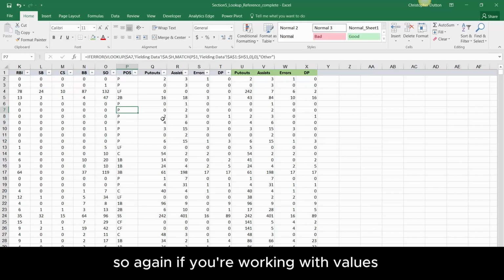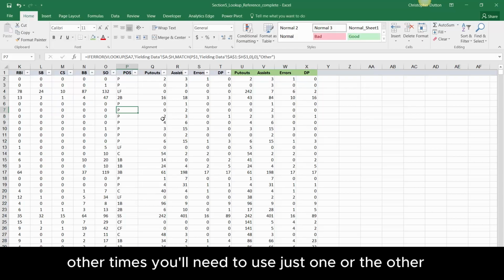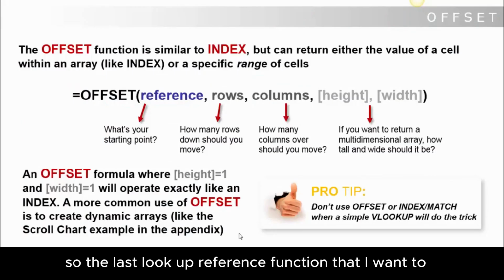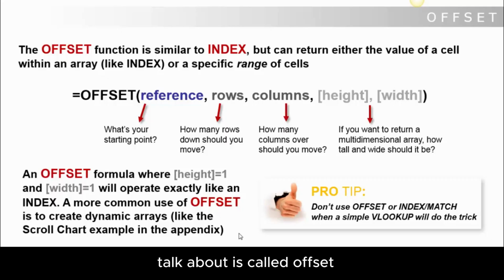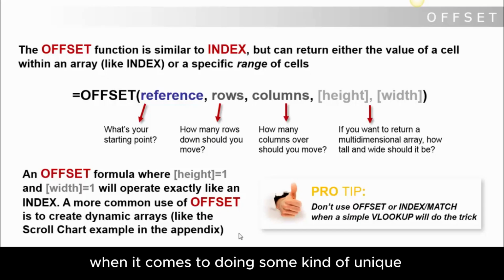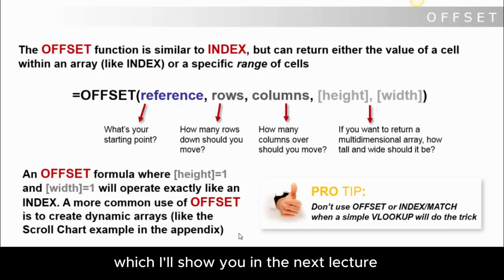So again, if you're working with values, sometimes you can use VLOOKUP or a SUMIFS interchangeably. Other times, you'll need to use just one or the other. All right, so the last lookup reference function that I want to talk about is called offset. Offset's kind of a lesser-known function, but it's a really useful one when it comes to doing some unique, powerful things, which I'll show you in the next lecture.